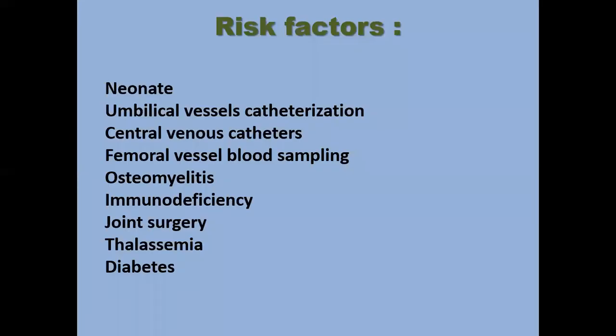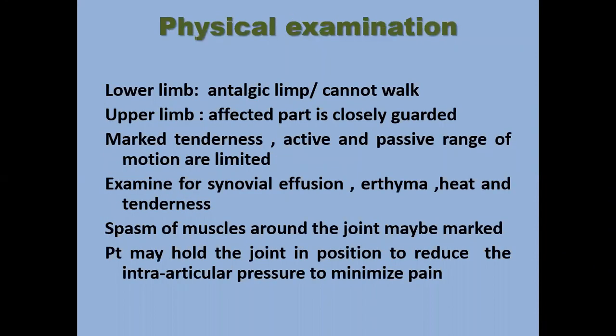Risk factors for getting septic arthritis: neonate, umbilical vessel catheterization, central venous catheter, femoral vessel blood sampling, osteomyelitis, immune deficiency, joint surgery, thalassemia and diabetes. On physical examination, lower limb: antalgic limb in response to tenderness and pain, and cannot walk. Upper limb: affected part is closely guarded.